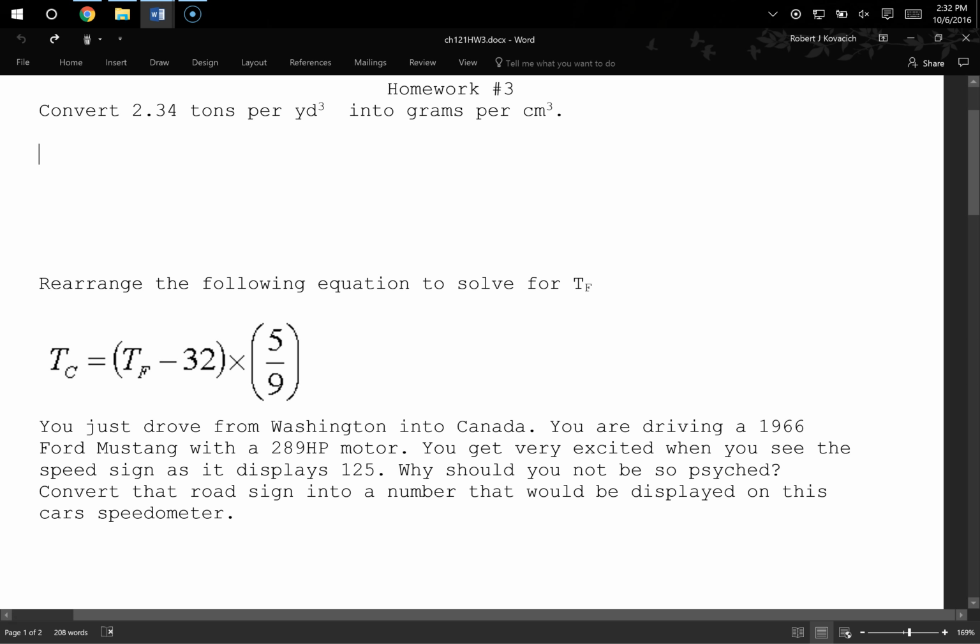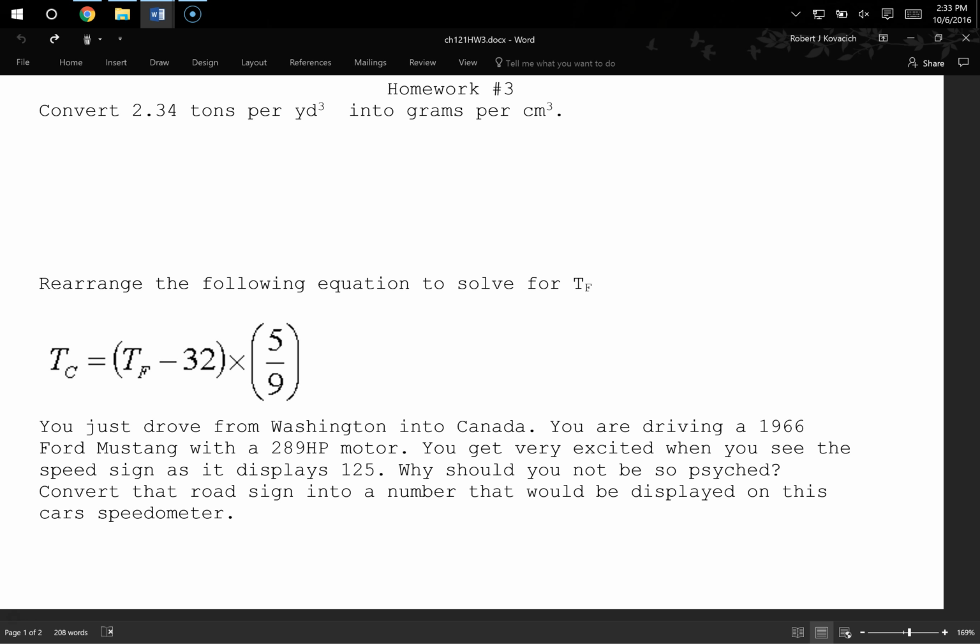Okay, let's go ahead and do this conversion here. There are several conversions on this particular problem that I would not expect you to know. A couple that I would expect you to know, but the ones I don't expect you to know all deal with the English system.